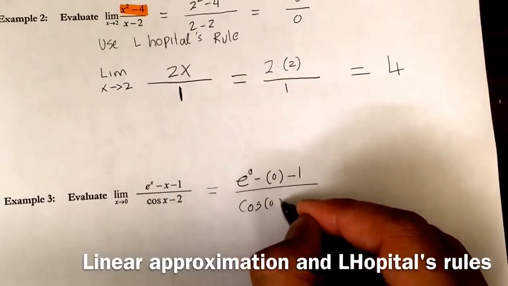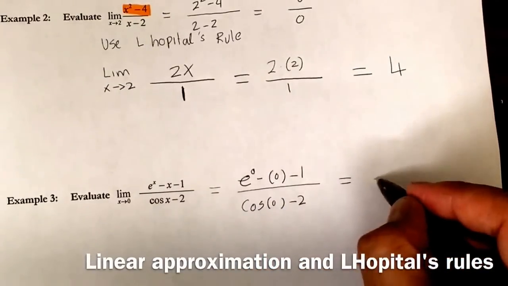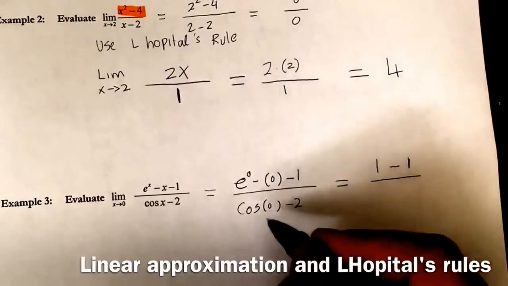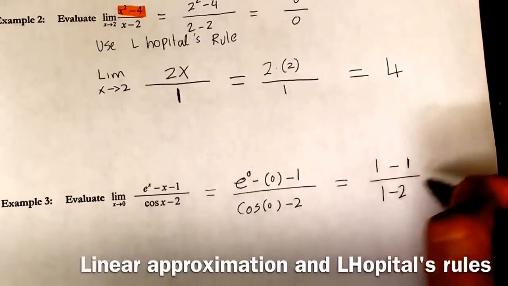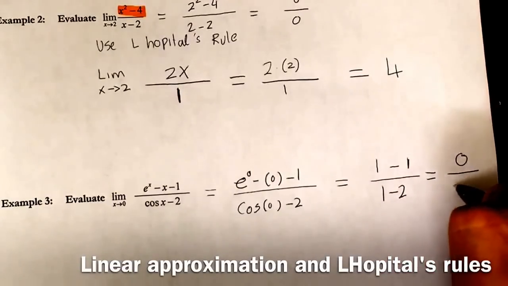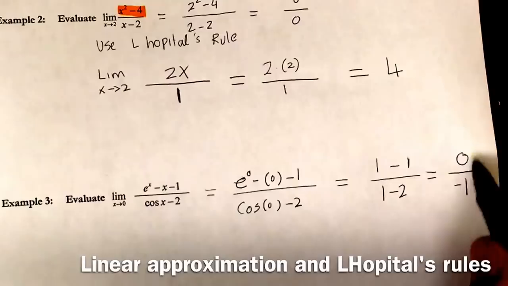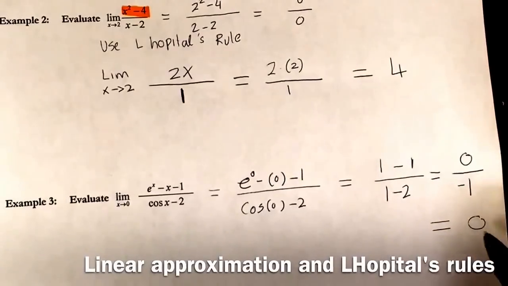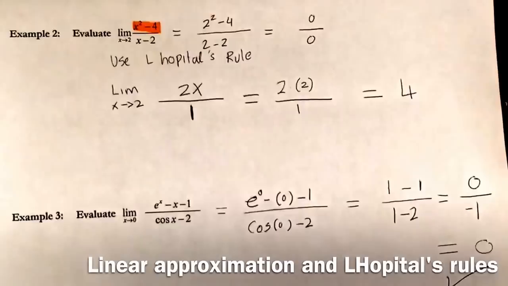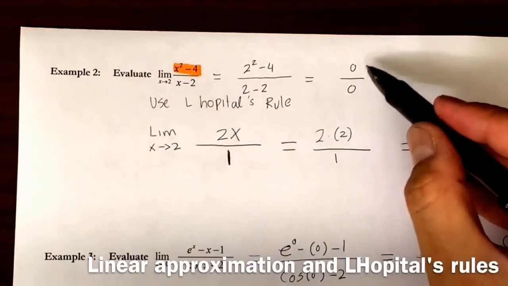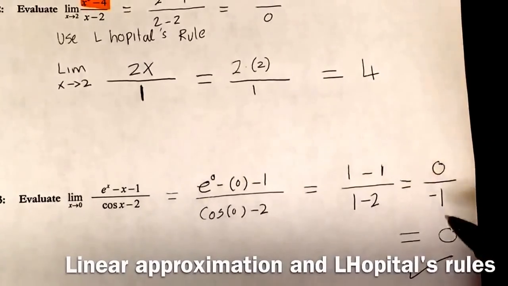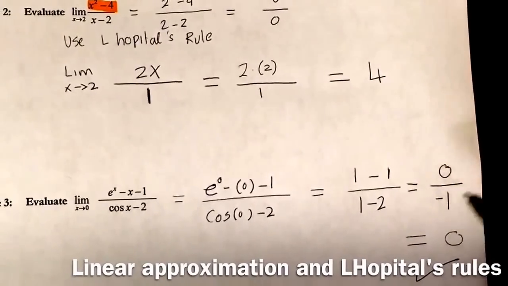I'm going to plug 0 for that. So what do I get here? I get 1 minus 1 over 1 minus 2. And this is 0 over negative 1. Now, this is not L'Hopital's rule, okay, guys? 0 over negative 1 is just 0, and that's our answer. L'Hopital's rule only applies when you have 0 over 0 or infinity over infinity. If you plug it in and you simplify and it comes out to something nice like this, then it's just equal to 0. Good job.